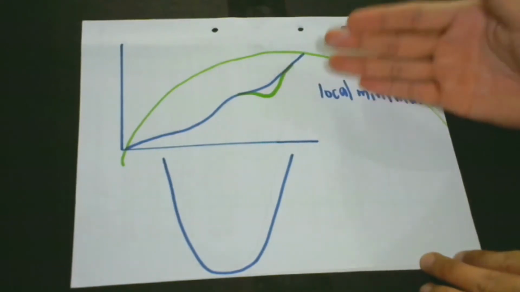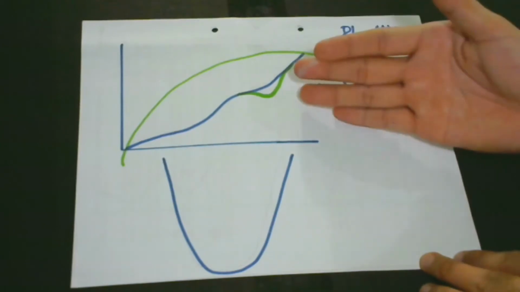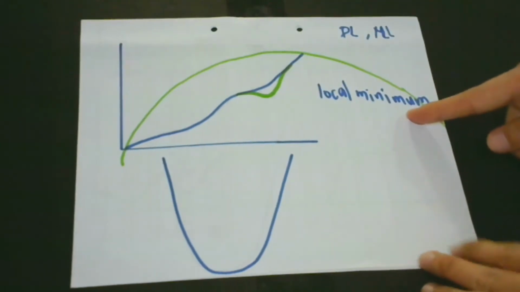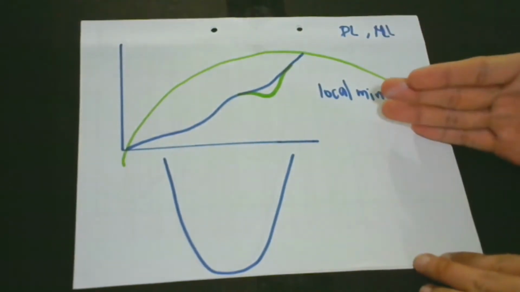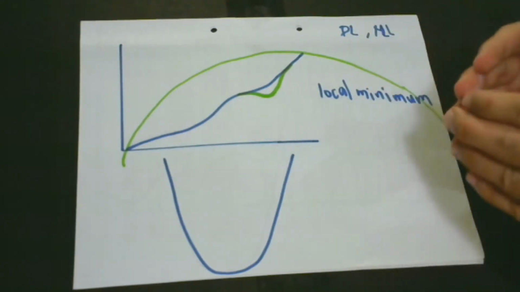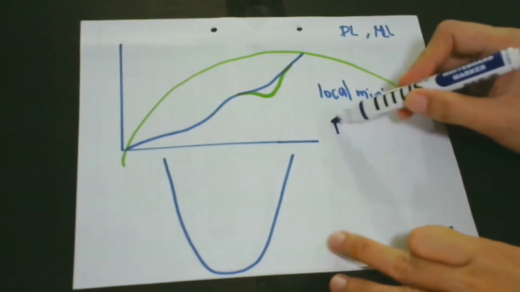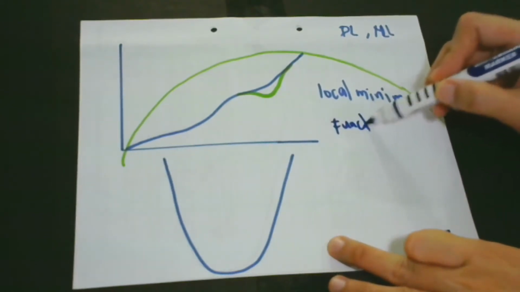What does this mean when we have this one? This means to say that gradient descent is prone to being stuck in the local minimum. This depends on the topography of the terrain. In machine learning or deep learning, we call it a function. Let me write that.